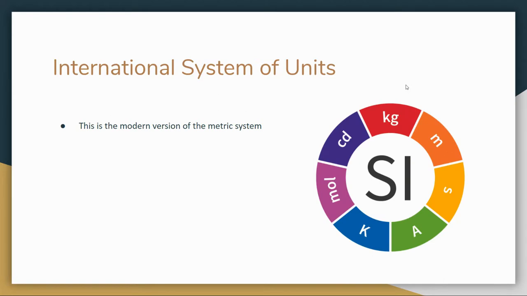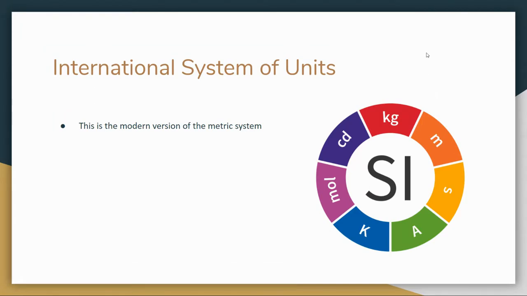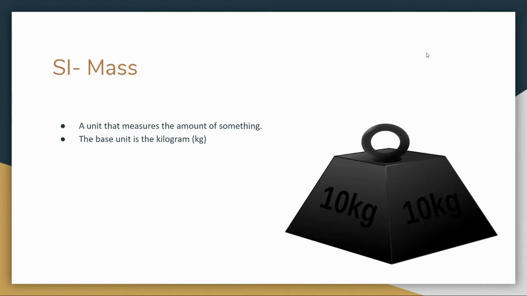So the International System of Units, also known as the SI units, is the modern version of the metric system. This is what we're going to spend a lot of time working with virtually and when we get back in the classroom. So the SI unit for mass, okay, mass is a measurement. The SI unit for mass is kilogram, and it measures the amount of something. And here you have the word spelled out and the abbreviation.